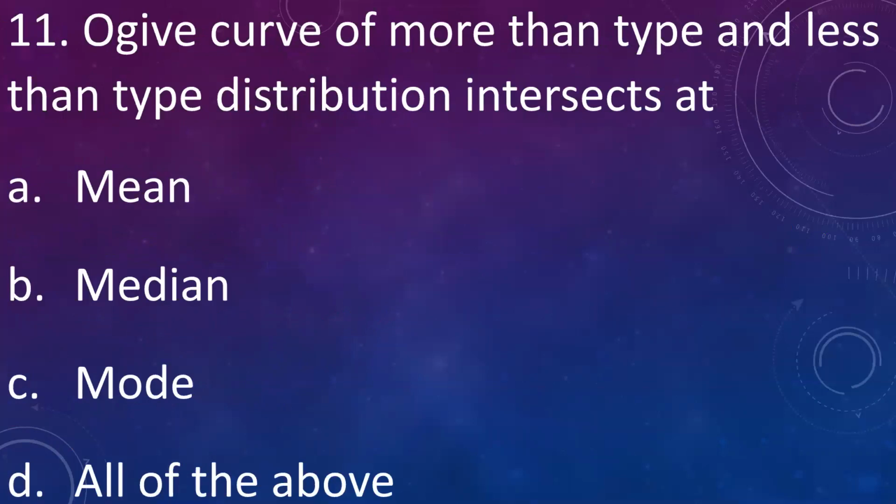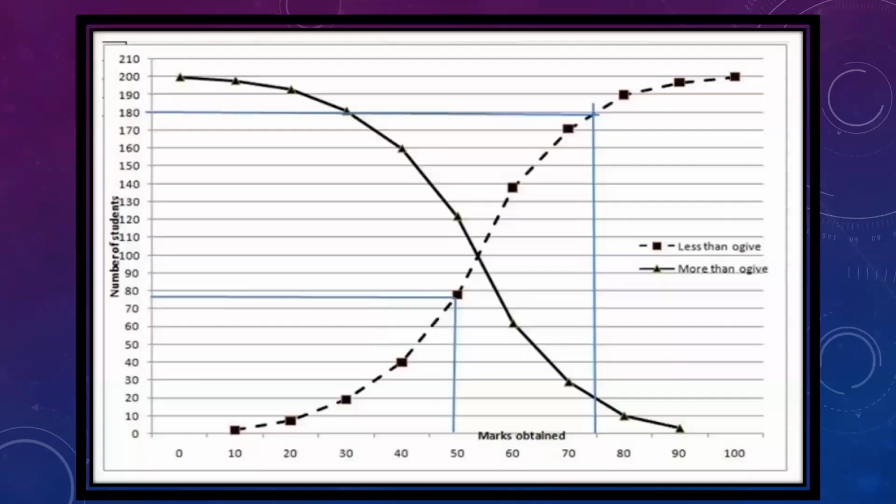Then Ogive curve of more than type and less than type distribution intersects at A. Mean, B. Median, C. Mode, D. All of the above. Answer is B. Median. Here is the Ogive curve of less than and more than cumulative frequencies.